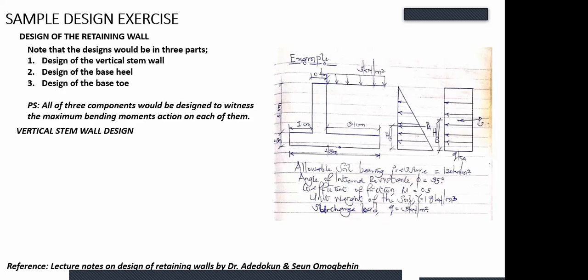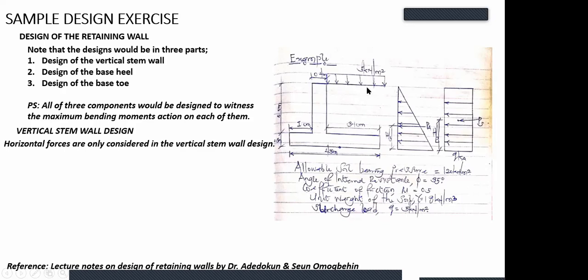What do you consider to generate your maximum bending moment for each of them? So for the vertical stem wall design, you need to take note of these subtle details. In the vertical stem wall design, only horizontal forces are considered. Why do we consider only horizontal forces? I think you don't even need to calm. Trust me, if you look at this, this is your vertical wall. This is your vertical stem wall.